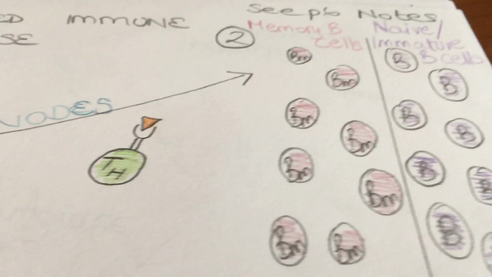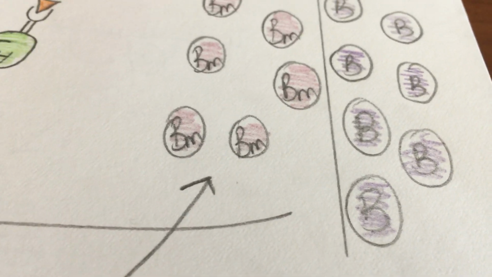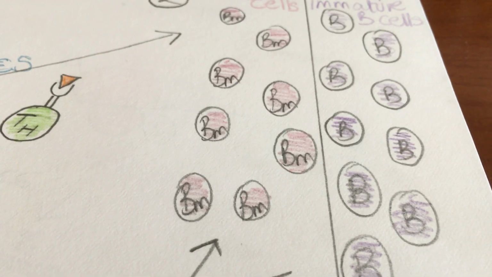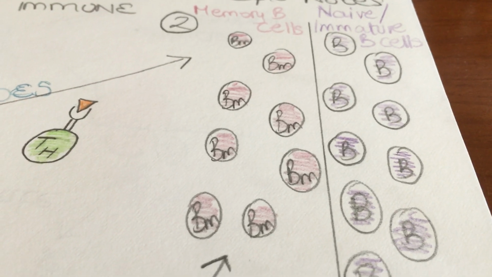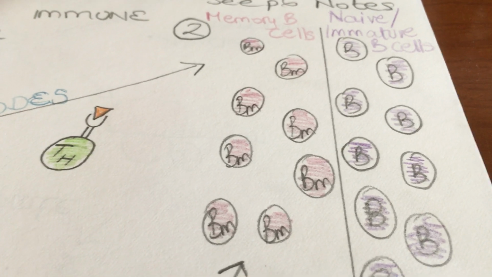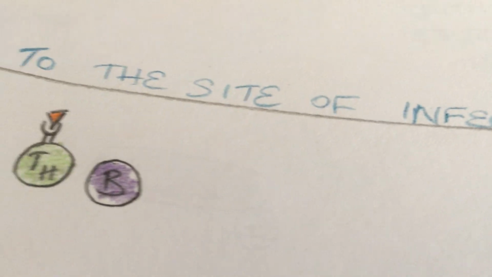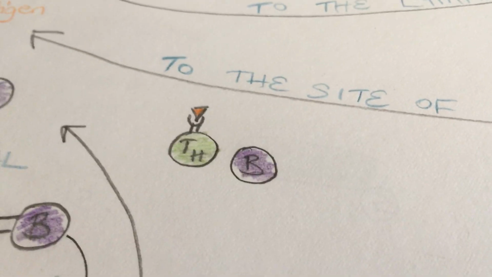And so he takes one of the naive or immature B cells, doesn't matter which one. These guys have never been out before. They've never seen live action. So they haven't responded to an antigen before. So it doesn't matter which of them the T helper cell takes. So he picks one up and he takes them back to the site of infection. There they both are. And then they do two processes.